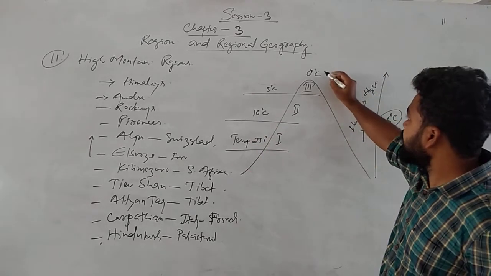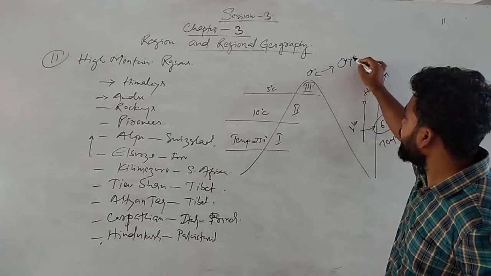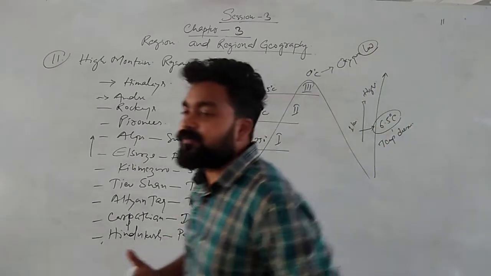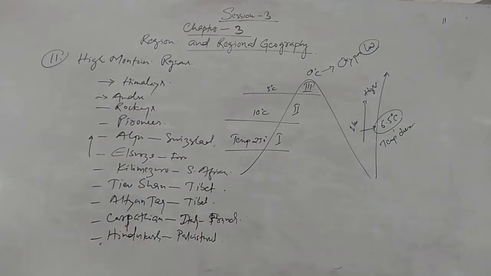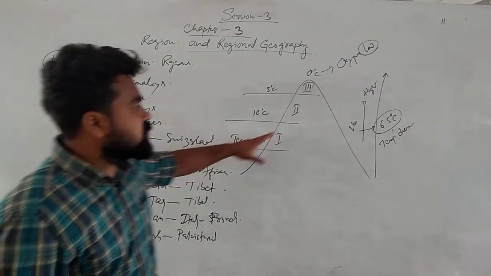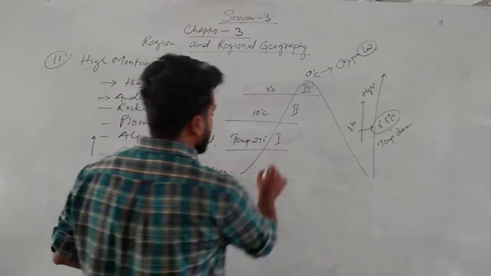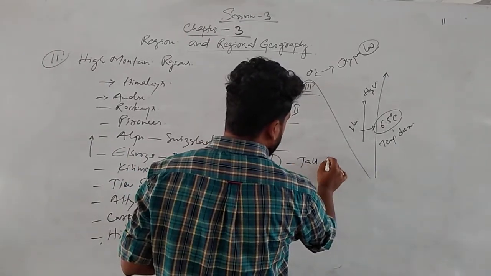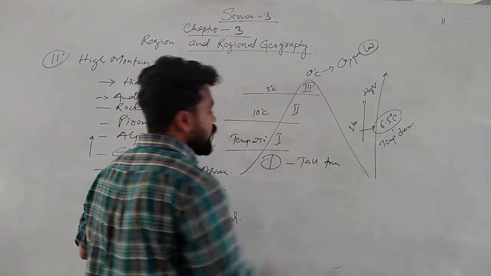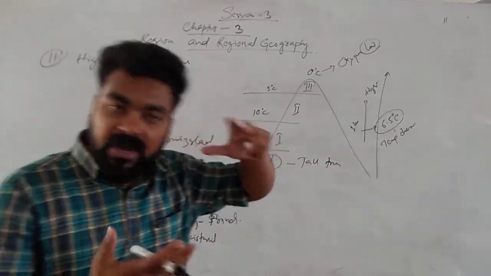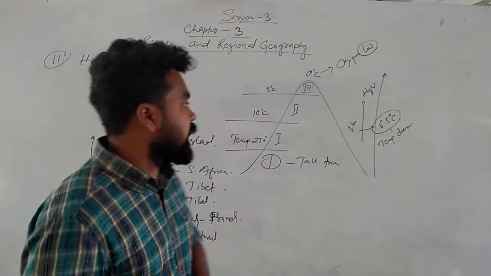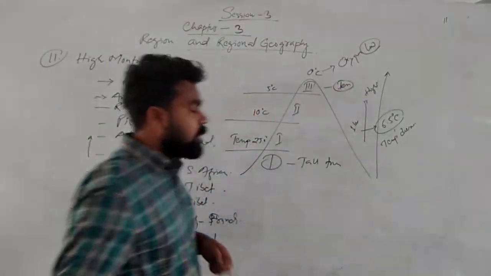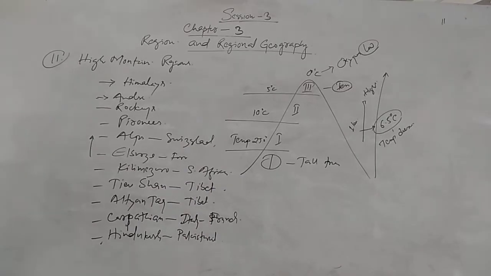And here the most important thing is that the oxygen level is very low. That's why there are no habitations, and generally the top of the mountain is covered with ice. Different types of vegetation we can find in the lower part: tall grasses, tall trees. As we go upward, the height of the trees decreases, and at last we get only ice, no vegetation. So that is the high mountainous region.